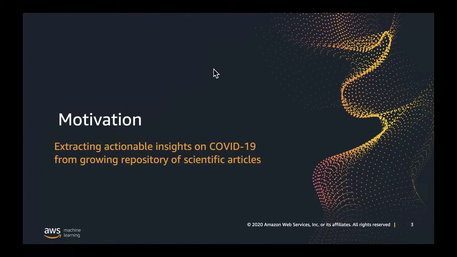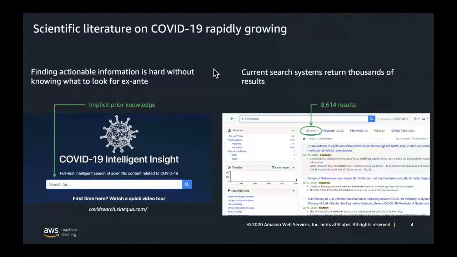So on the motivation, the end goal here is that COVID-19 obviously is a relatively new disease. It's still expanding. There are many scientific articles being published daily on the disease. As we know, this literature is rapidly expanding.